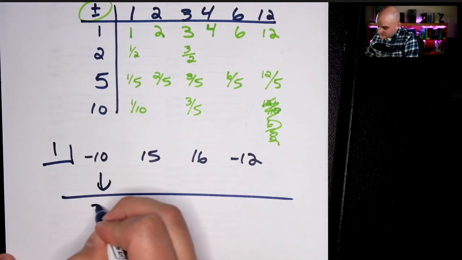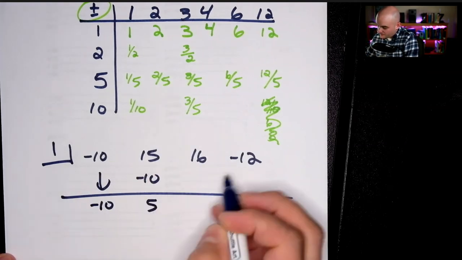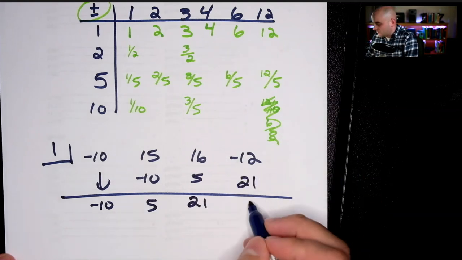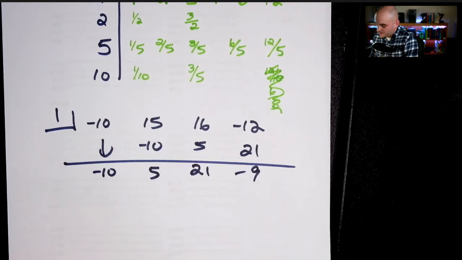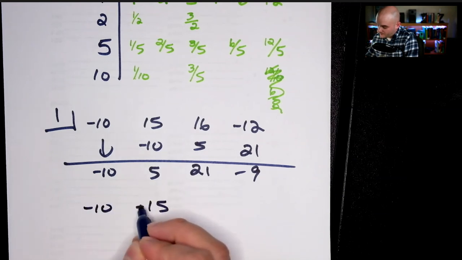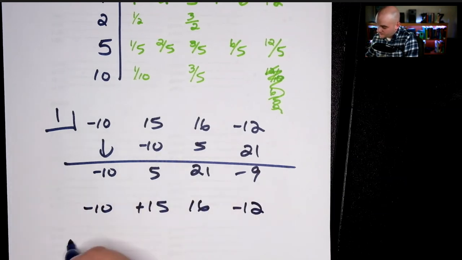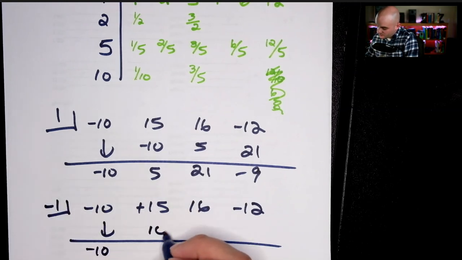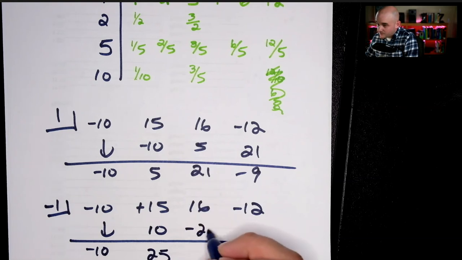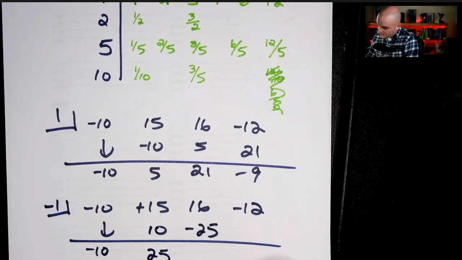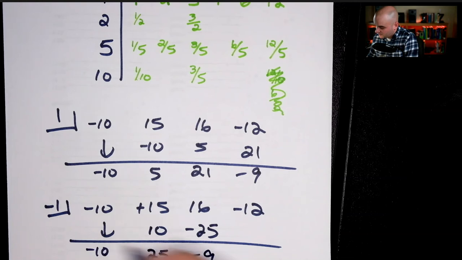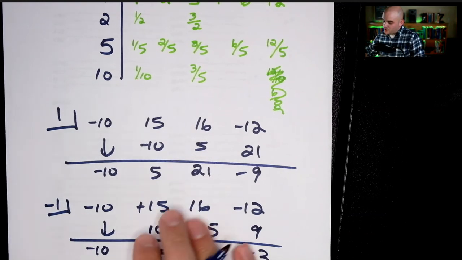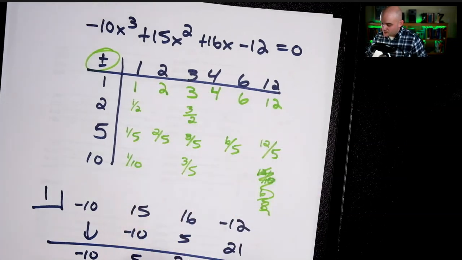So drop the -10 and add. Multiply and add, multiply and add. And was it 9, -9? So that one doesn't win. Try again. +15. This time I'm trying -1. So make sure you're flipping the signs. Adding that, let's see what we get. 5, 4, 9. And 9. Nope. That's sad, isn't it? Let's keep going. So that threw out +1 and -1.